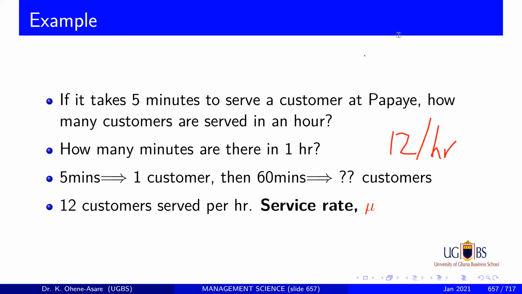Let's take another example. Okay, I've got a hand raise. But again, you can just say that 12 customers per 60 minutes. You can just say that. There's nothing wrong with that. 12 customers per 60 minutes. Okay, so let's take another example.